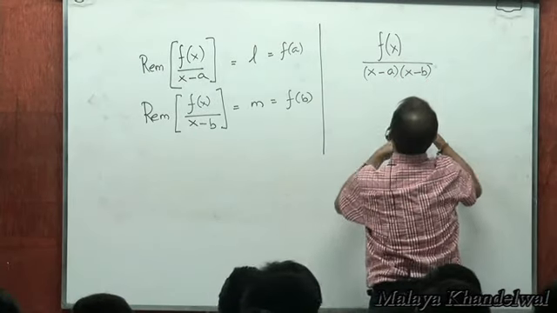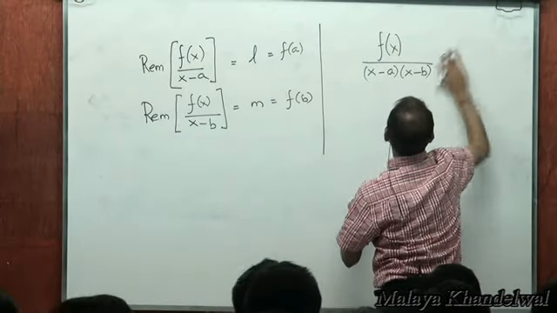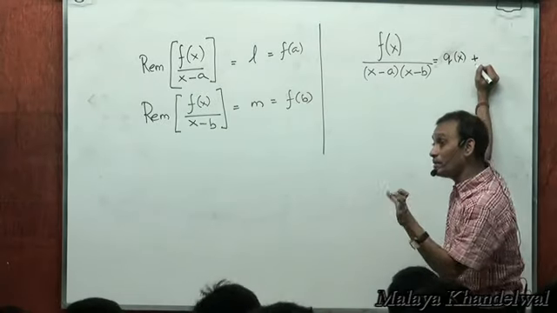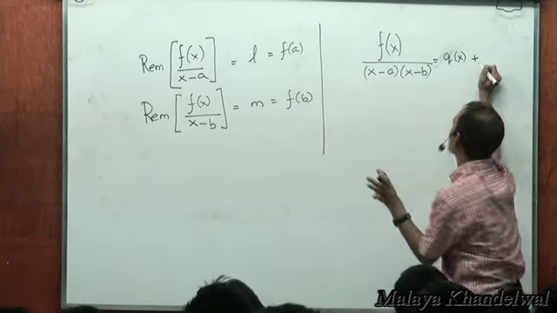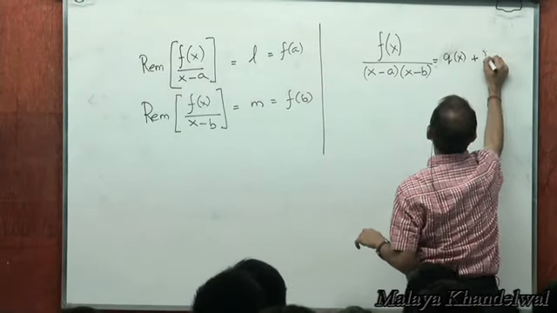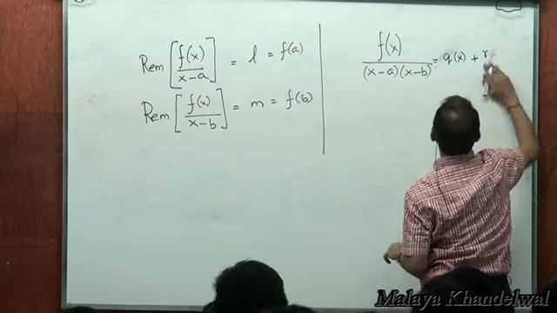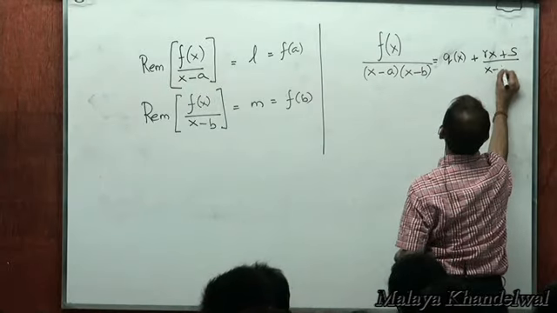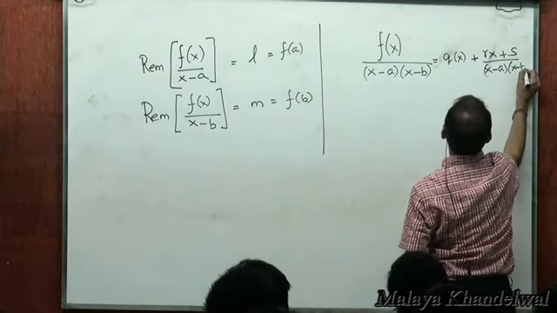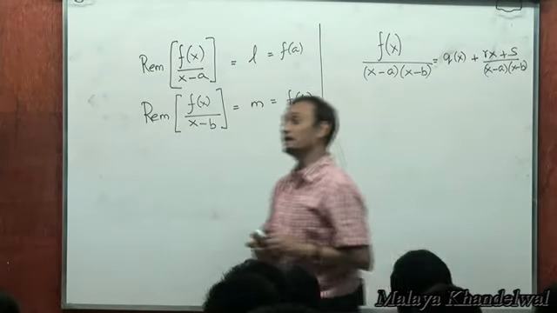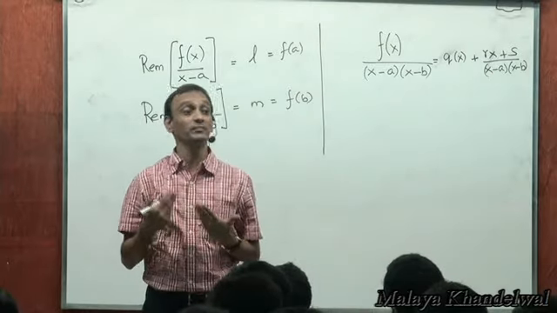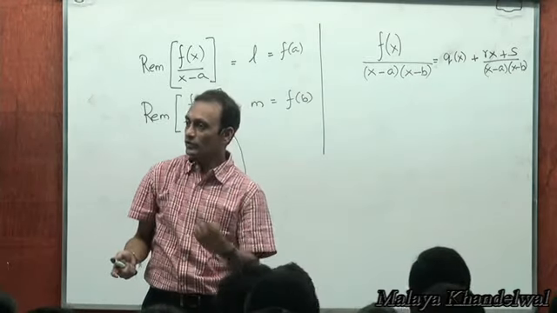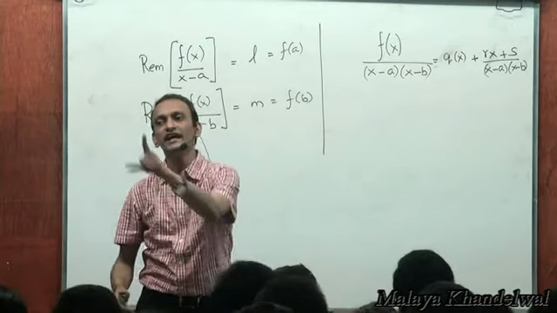So when I carry out this division, there will be a quotient q(x) plus a remainder which would not be a number but a linear expression, say rx plus s, divided by x minus a into x minus b. The remainder would be of degree 1, a linear expression, because you are dividing by a quadratic. If you divide it by a cubic, then the remainder would be a quadratic. The remainder would always be 1 degree less than the divisor.